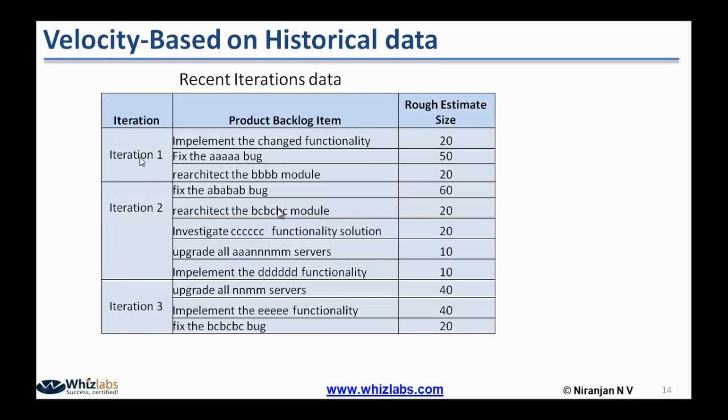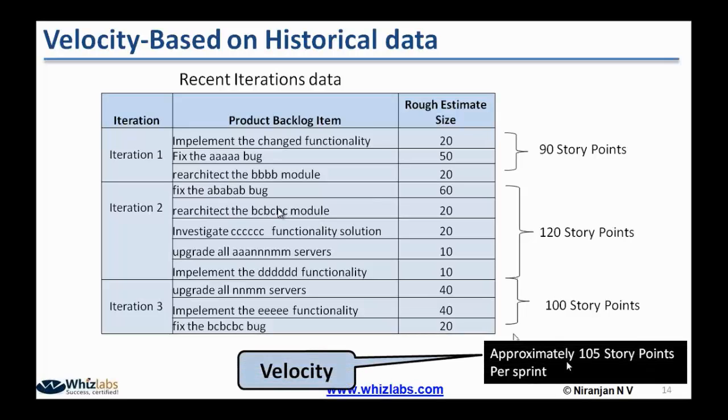Let us say we have 3 iterations the team has finished. In iteration 1, the team finished 3 product backlog items, and the total number of story points they finished is 90 story points. In the second iteration, the team accomplished 120 story points. In the third iteration, the team accomplished 100 story points. So now you take the average of all these, okay, which will be approximately 105 story points per sprint or per iteration. So this is called velocity.